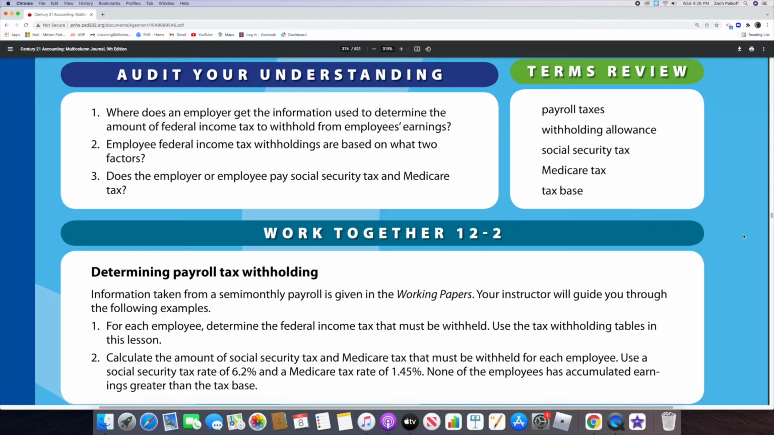So the instructions say, information taken from a semi-monthly payroll is given in the working papers. Your instructor will guide you through the following examples. Number 1, for each employee, determine the federal income tax that must be withheld. Use the tax withholding tables in this lesson. And number 2, calculate the amount of Social Security tax and Medicare tax that must be withheld for each employee. Use a Social Security tax rate of 6.2% and a Medicare tax rate of 1.45%. None of the employees have accumulated earnings greater than the tax base. Alright, so now that I've read over the instructions, let's jump right into the 12-2 work together.